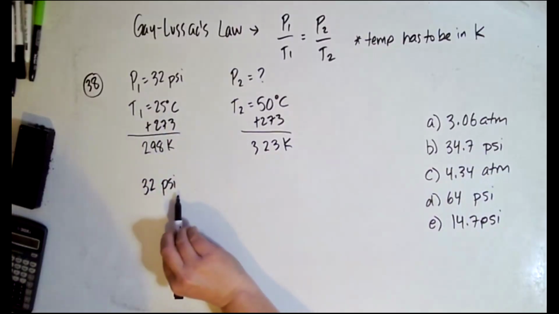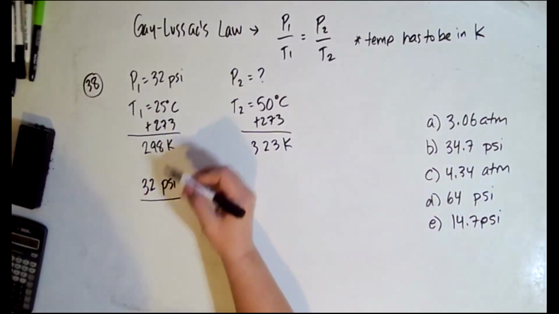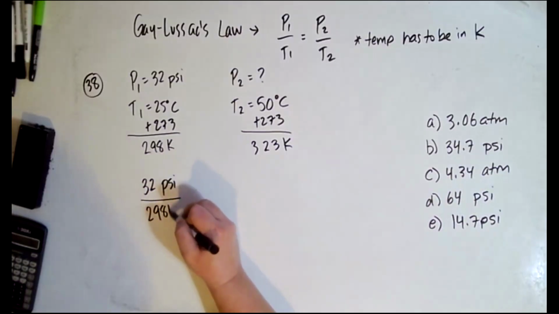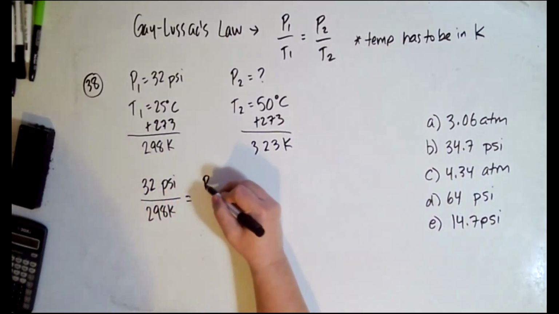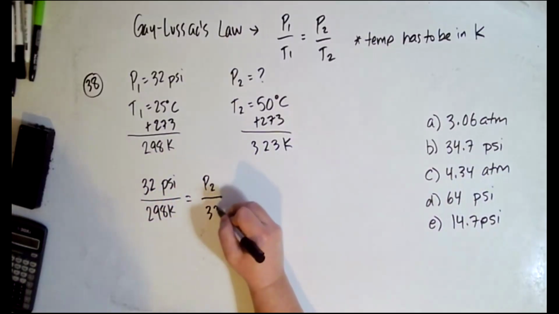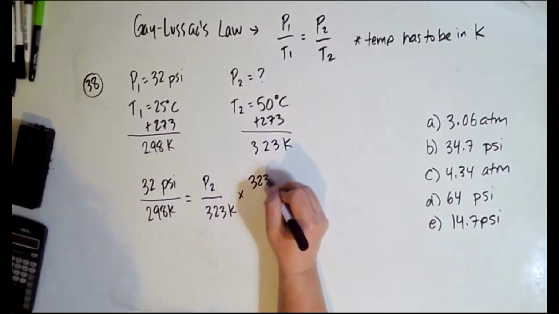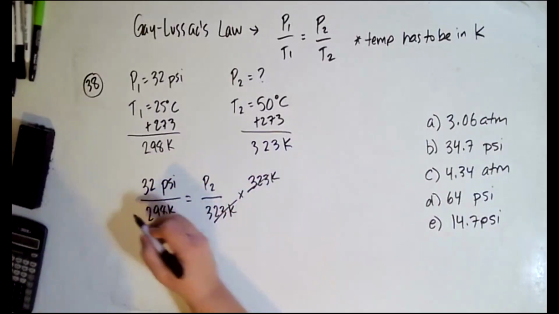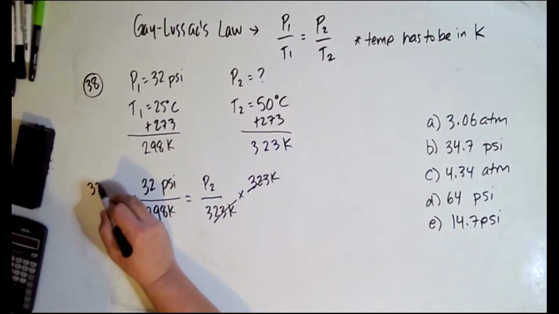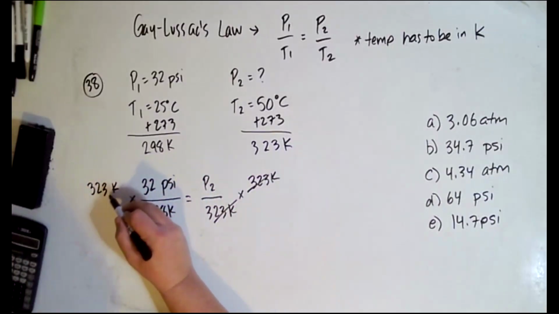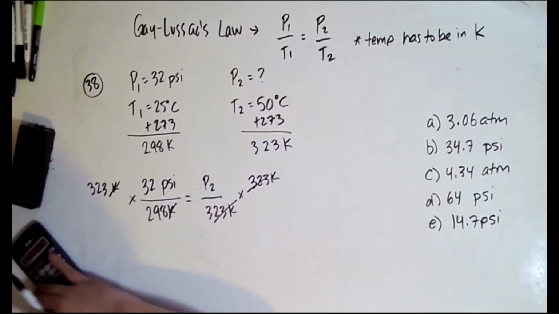So our pressure one is 32 psi. Our temperature one is 298 Kelvin. Then we have P2 over 323 Kelvin. So we're going to multiply both sides by 323 Kelvin. See that our Kelvin unit cancels out.